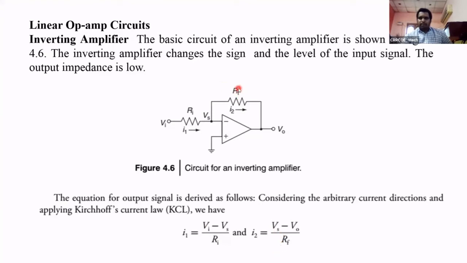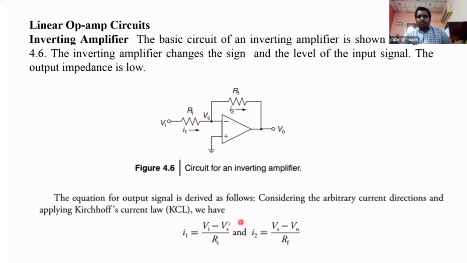Already I told you the concept of virtual ground. Virtual ground means the voltage at the positive terminal is equal to the voltage at the negative terminal, that is V plus is equal to V negative, which is Vs. V plus is 0, already grounded, and V negative is also 0, so Vs is equal to 0.